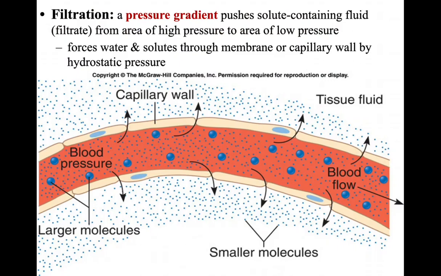This is how filtration occurs a lot in the body. You have a pressure gradient that pushes the solute-containing fluid, or filtrate, from the area of high pressure to low pressure. It forces the water and solutes through the membrane or capillary wall using hydrostatic pressure.